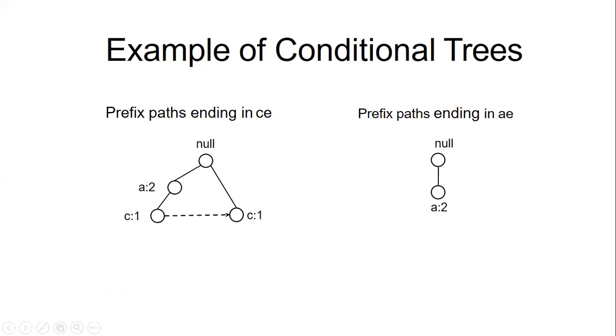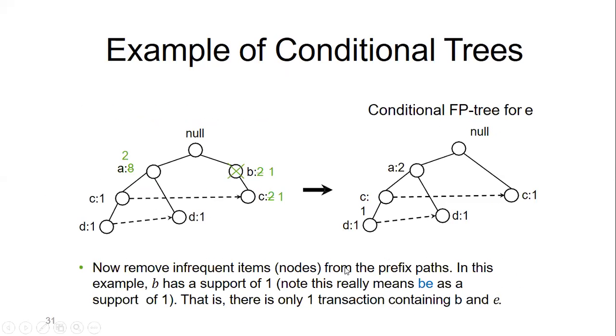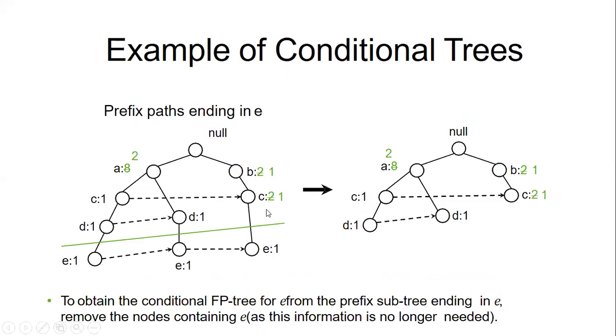So we do it like this: we take the prefix path ending in CE, then the prefix path ending in AE. For A, we cut off C also, then we consider only A. Like this, we cut off the upper layers. First we cut off E, then D, then C, and we will have only A. You can see, first we cut off D, and only this portion is taken. Then for C, the prefix path of E only we take.